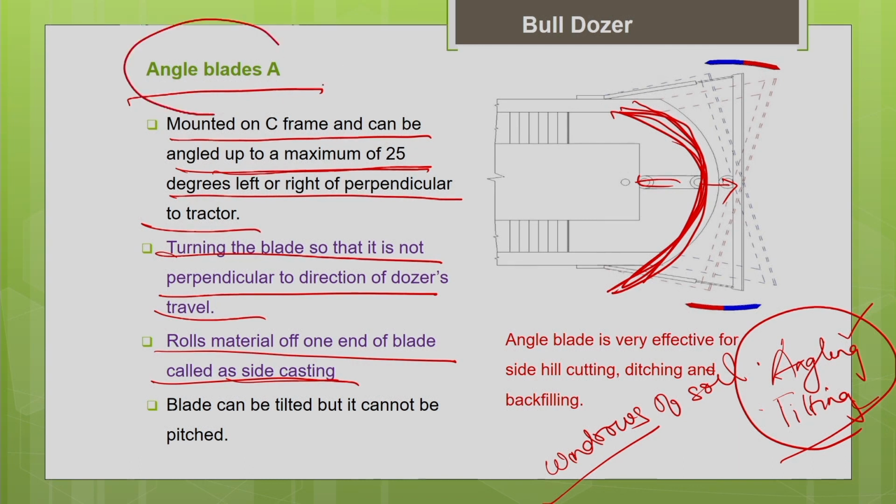These blades are not considered highly productive blades for earth moving operation when compared to straight blades. So the productivity will be only 60% of the straight blade. Okay, but this is for a special application, as I told you.